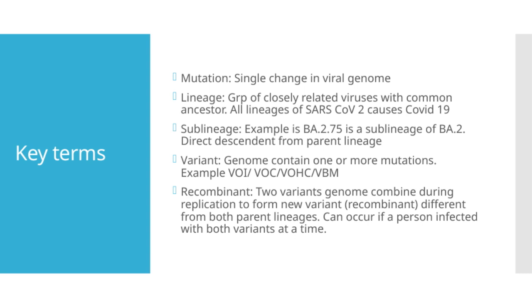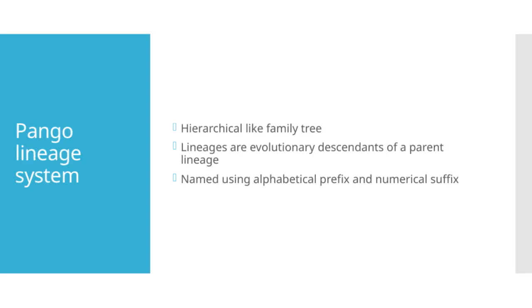Finally, we have recombinant viruses. This occurs when two different variants infect the same host, and during replication, their genomes combine to create a new recombinant variant. This process can produce a virus that's different from both parent lineages and can happen if someone is infected with two variants at once. Understanding these terms helps us see how the virus is constantly changing and adapting, which is crucial in tracking and managing the pandemic effectively.